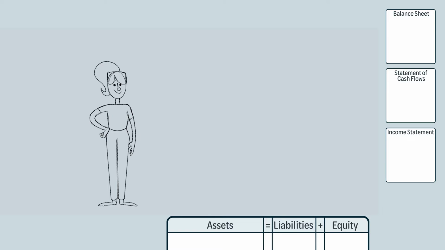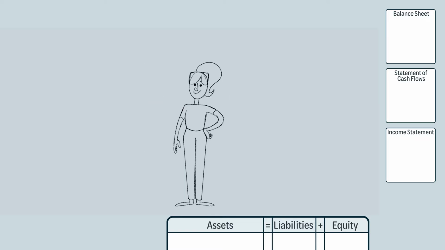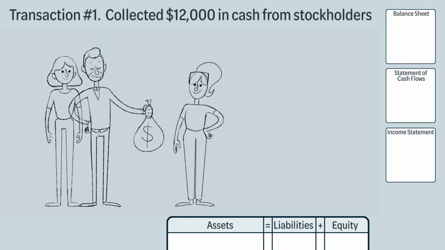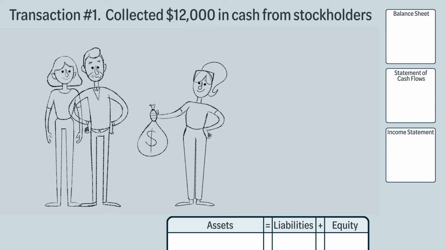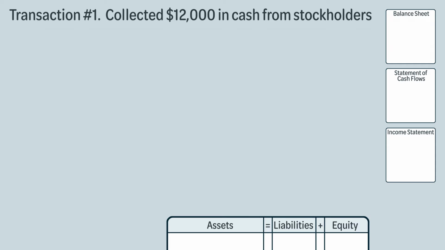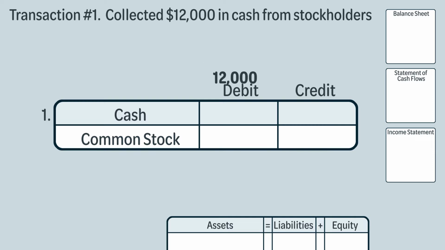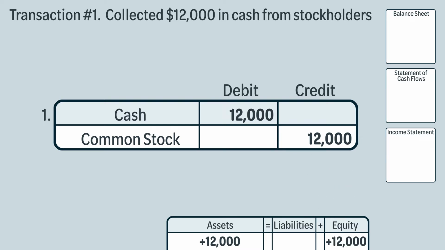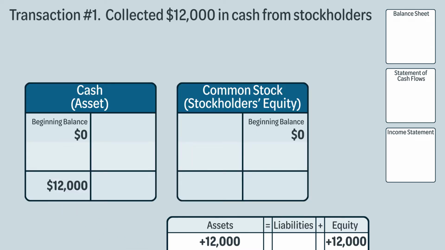Let's assume that you have started your own business with an initial investment of $12,000 from your equity investors. That is, your awesome parents. To record the increase in cash, we debit the cash account. To record the increase in common stock, we credit the common stock account. The cash collected from your stockholders, aka your parents, will be reported on the balance sheet in the cash account and also reflected on the statement of cash flows.